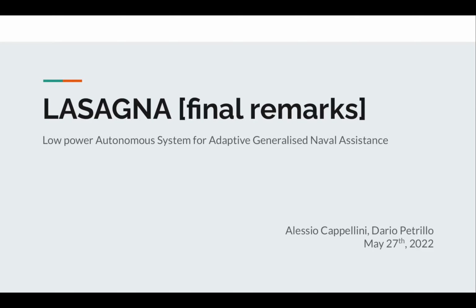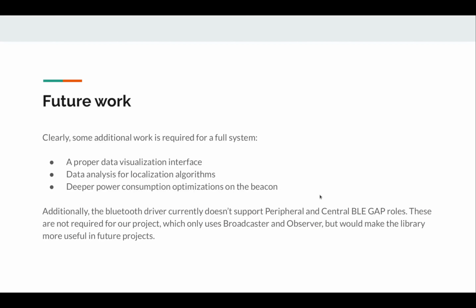And finally, let's talk about some final remarks. So, concluding our project, there is clearly a pretty wide section of future work. This is because the project is very wide. It's wider than we expected at first, and so we had to only implement the hardest parts, or we didn't complete all the details. In particular, we need proper data visualization and data analysis, and we need some better power consumption optimizations on the beacon itself, as I said before.